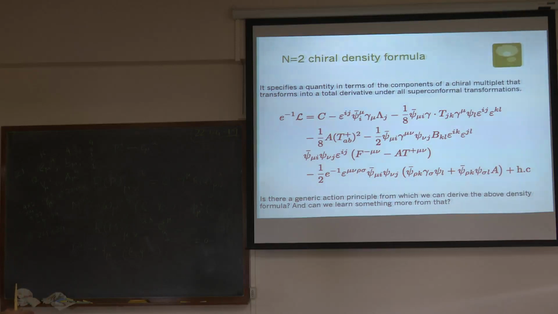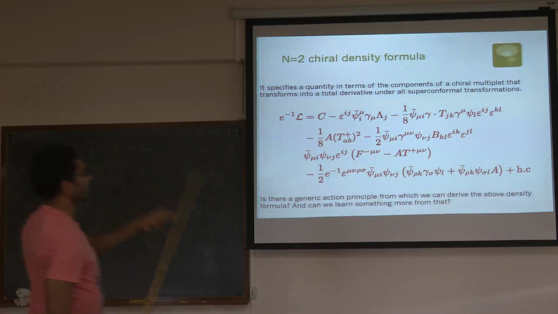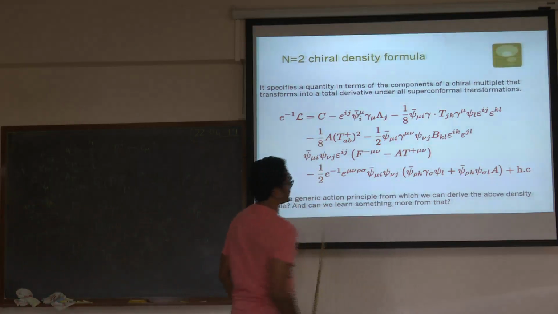C is the auxiliary field, if you want to say. Yeah, C is the highest component, it has the highest Weyl weight. And A is the lowest component. Yeah, A is the lowest component and C is the highest component.